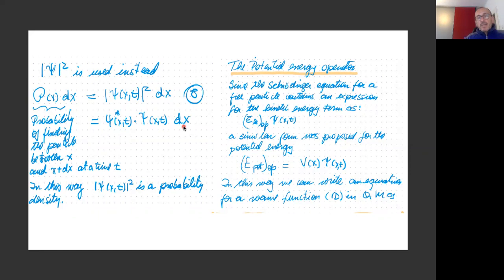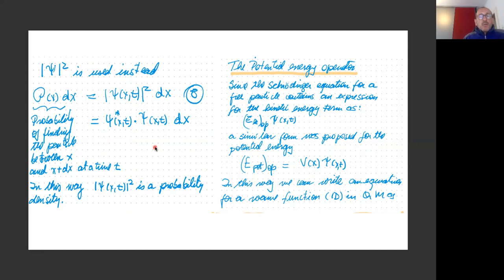You can immediately see what will happen if I write it this way. It means that I could integrate this thing over all the range of x. To find the probability of finding the particle in a region of space, I simply have to integrate over the region of space where I know the wave function, and then I will know the probability of finding a particle there. Okay.